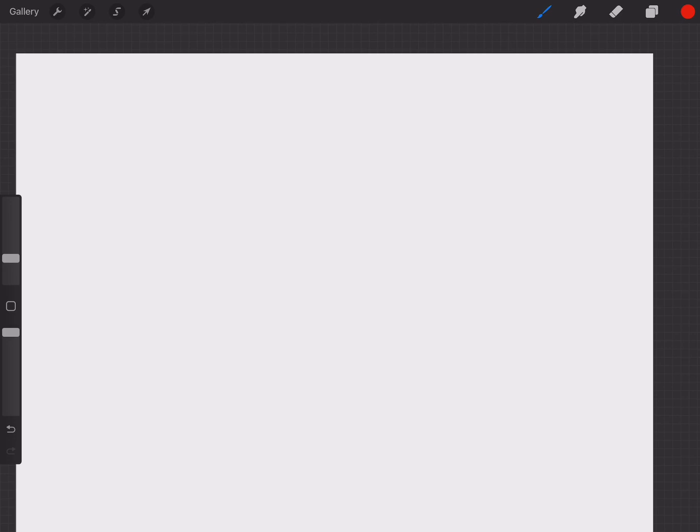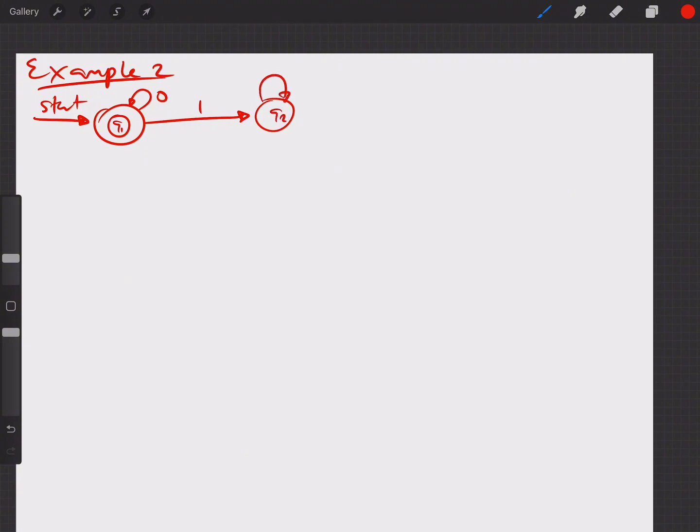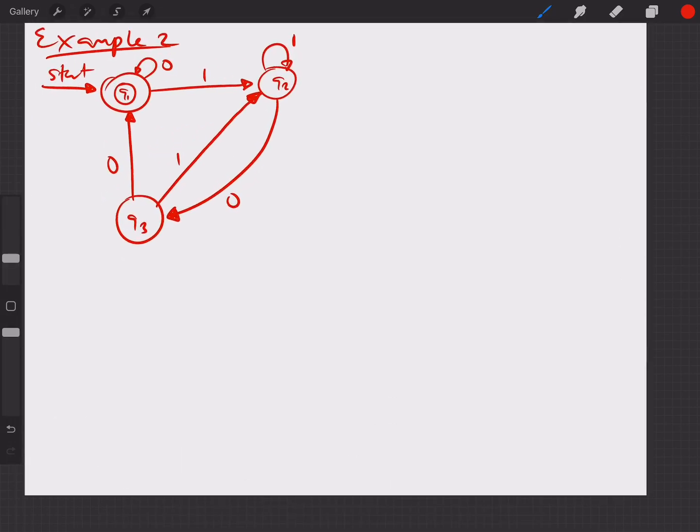Let's say we have another regular DFA. It starts on Q1, loops on itself on 0, and goes to Q2 on 1. Then Q2 loops on itself on 1. There's also a state Q3, which goes to Q1 on 0 and goes to Q2 on 1, and Q2 goes back to Q3 on 0.